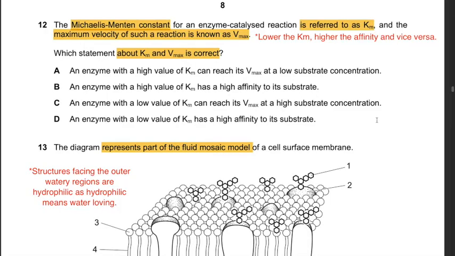Answer C. An enzyme with a low value of Km can reach its Vmax at a high substrate concentration. Again, this is incorrect. The lower the value of Km, the higher the affinity. Higher affinity means less substrate is required to reach Vmax, not high substrate. Leaving us with the only answer being D. An enzyme with a low value of Km has a high affinity to its substrate. That is correct, as the lower the Km, the higher the affinity.